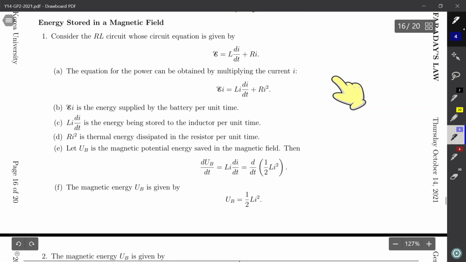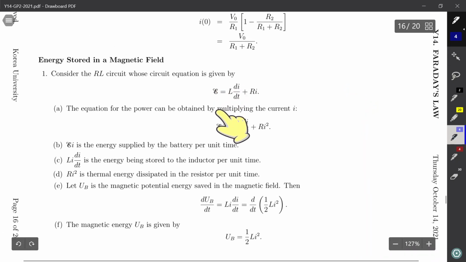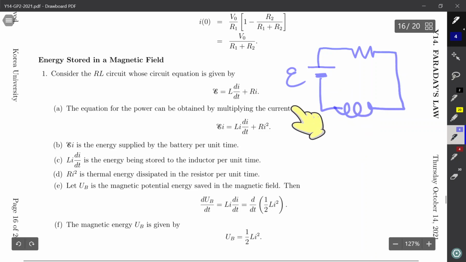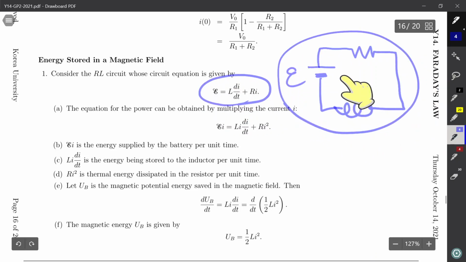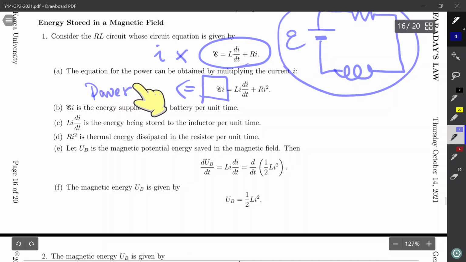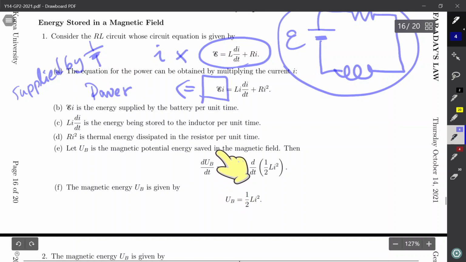Energy stored in a magnetic field. There's an EMF, R and L. The circuit equation for this RL circuit is in general of this form. We multiply by current I. Then the left hand side is potential multiplied by current I. That means this is the power supply. Supplied power. Power supplied by the battery. That power must be the same as this one.